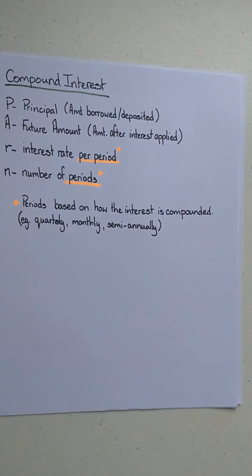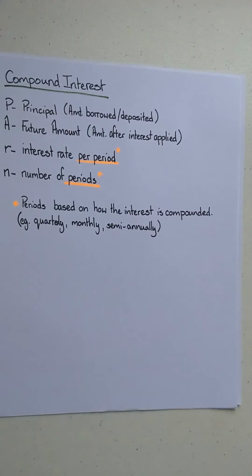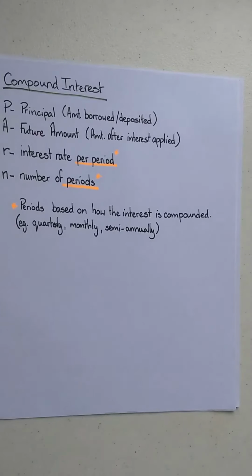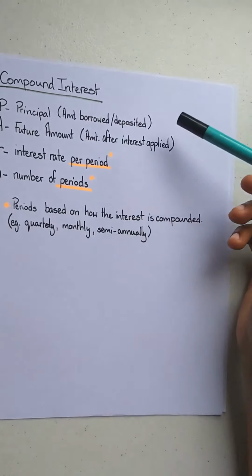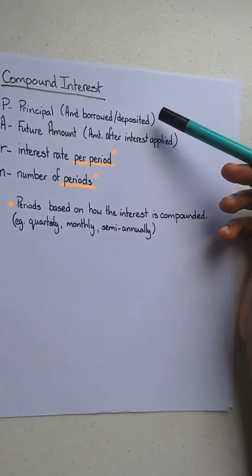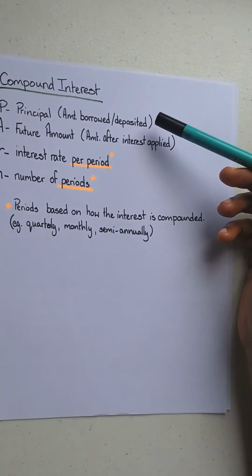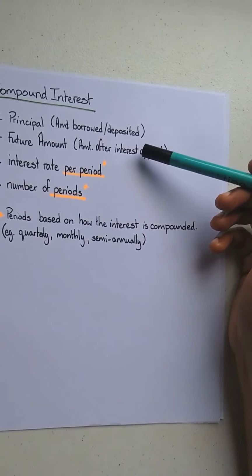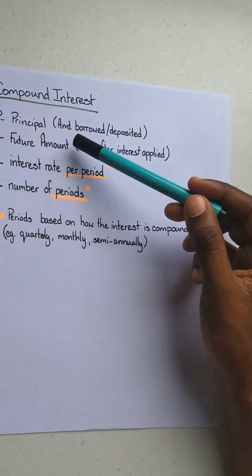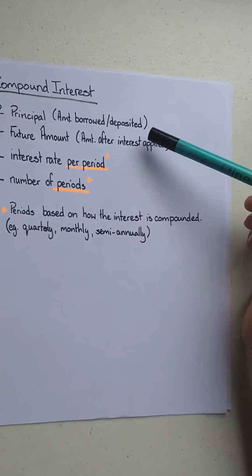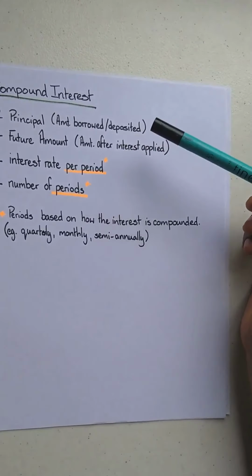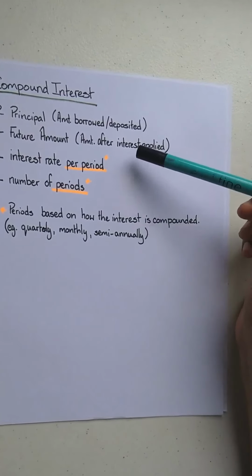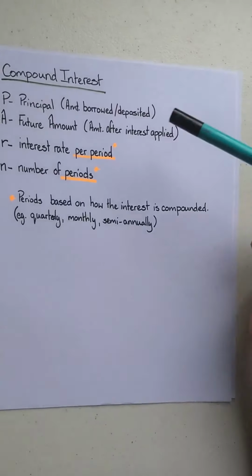In compound interest scenarios, the important pieces of information include the principal, which again is the amount borrowed or deposited. It is the money that starts up the transaction. In these considerations, we will also include something called the future amount, which is the amount after the interest is applied. It's not the interest, nor is it the principal, but it is the combination of the two at the end of the transaction. So the future amount is how much money you have at the end of the transaction when interest has already been applied.